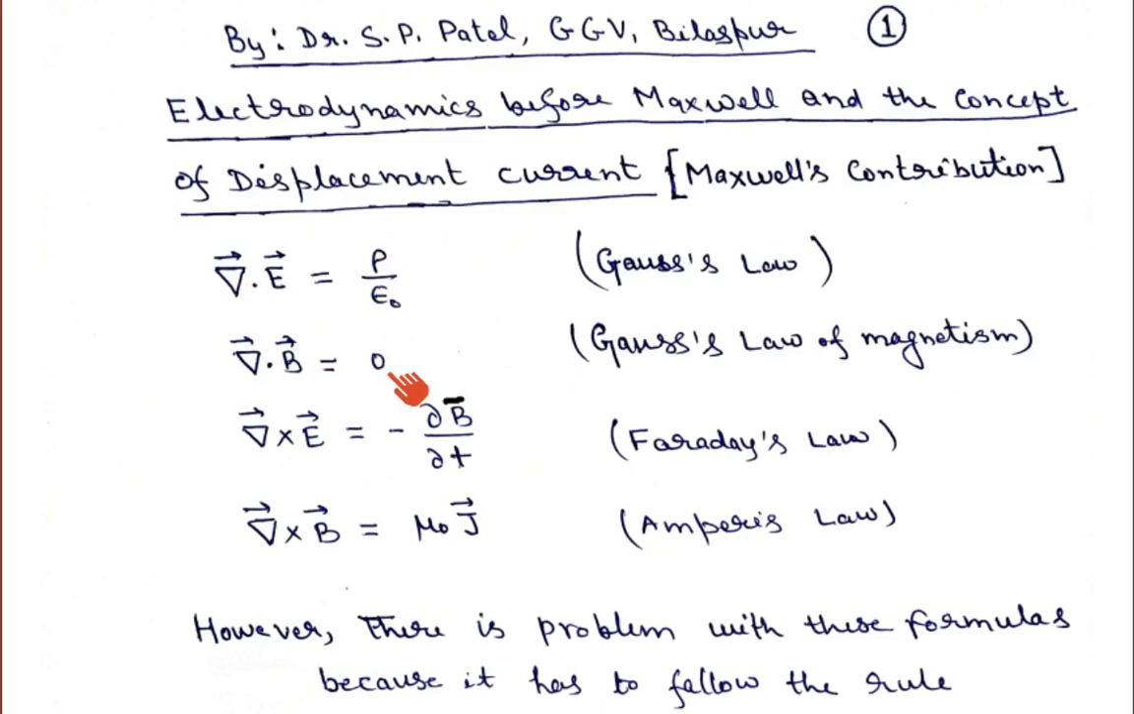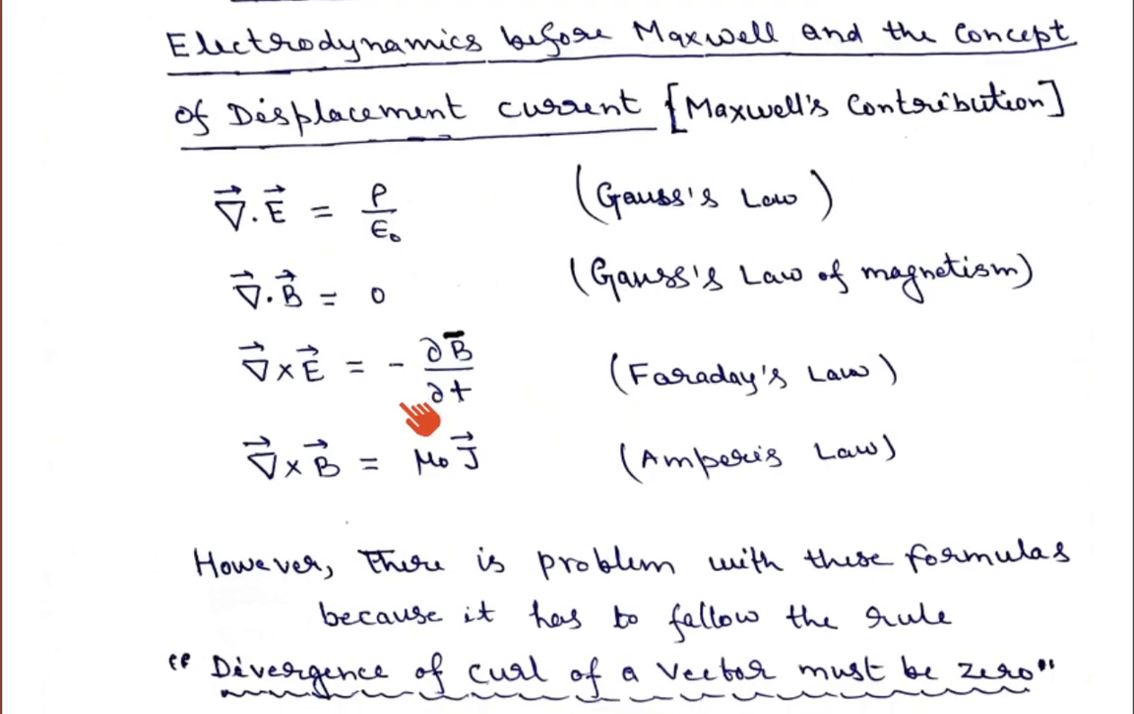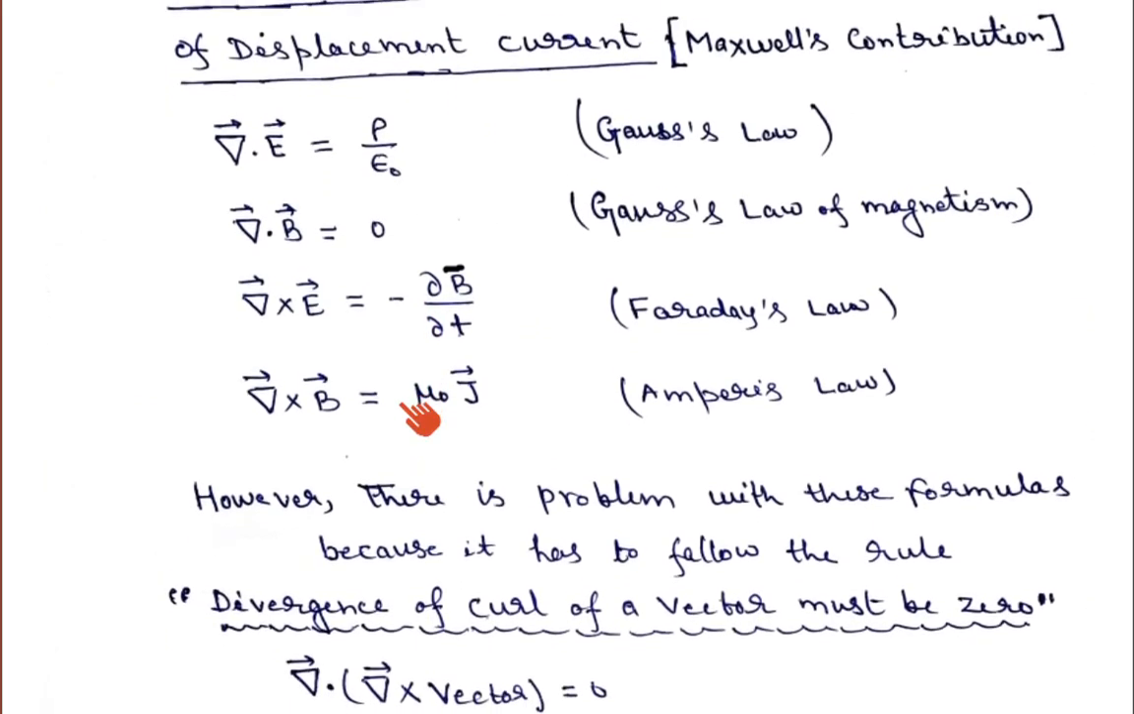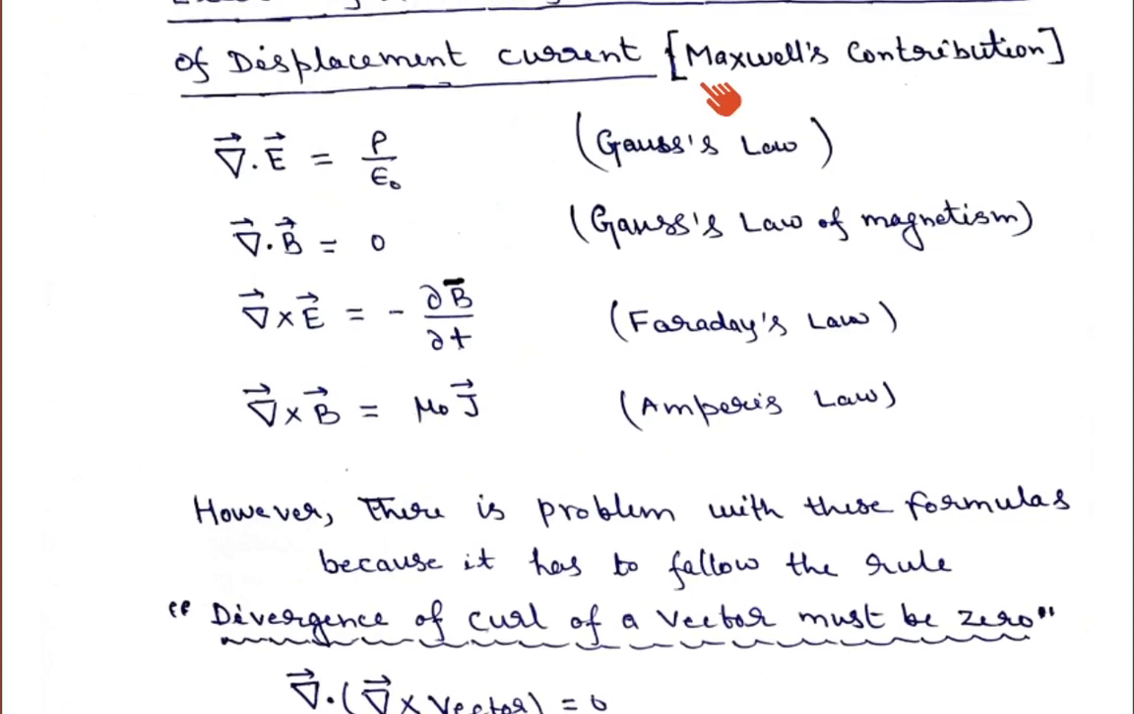We have learned one basic law in vector calculus, that the divergence of the curl of a vector must always be 0. That is what we have learned. So Maxwell tried to understand whether all these four equations satisfy this basic law or not. The divergence of a curl of a vector must be 0.